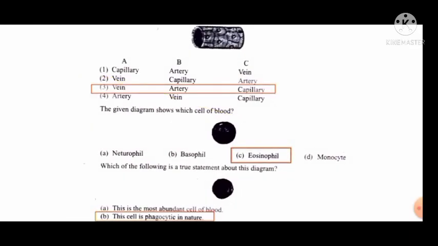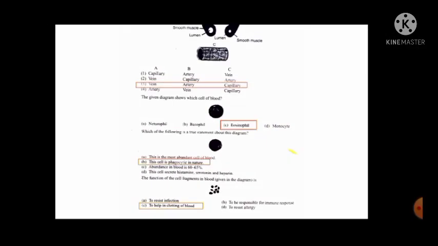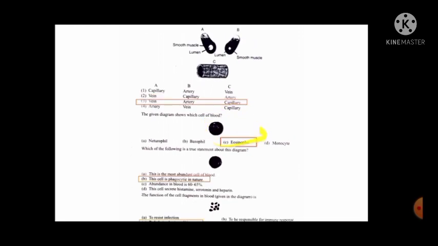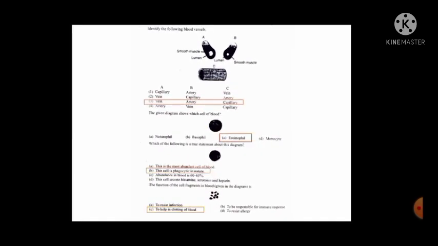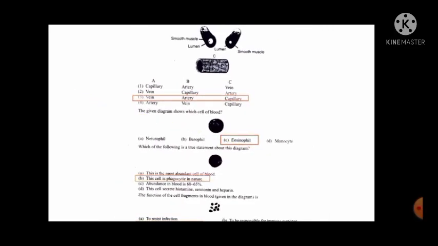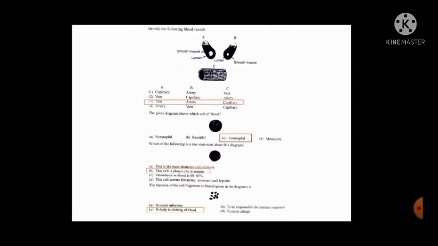The given diagram shows which cell of the body? This is an eosinophil having 2 to 3 lobes, which is involved in allergic reactions. Which of the following is a true statement about this diagram? This diagram is of monocytes, which are phagocytotic in nature.